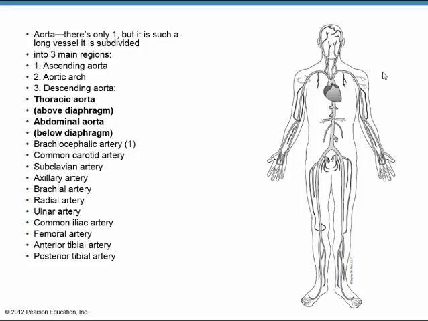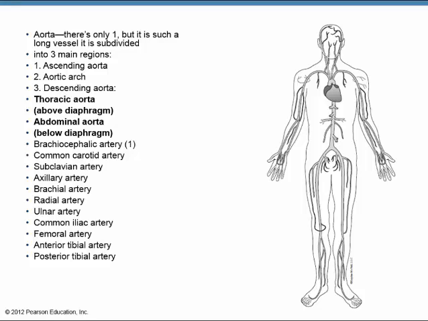Here in this diagram, you can see the ascending aorta, the aortic arch. The main vessels that come off the aortic arch include the brachiocephalic artery, the common carotid arteries, left and right, the subclavian arteries, left and right, the brachial artery, which ends at about the elbow, becoming the radial artery and ulnar artery. At the end of the abdominal aorta, it ends by branching into the 2 common iliac arteries.